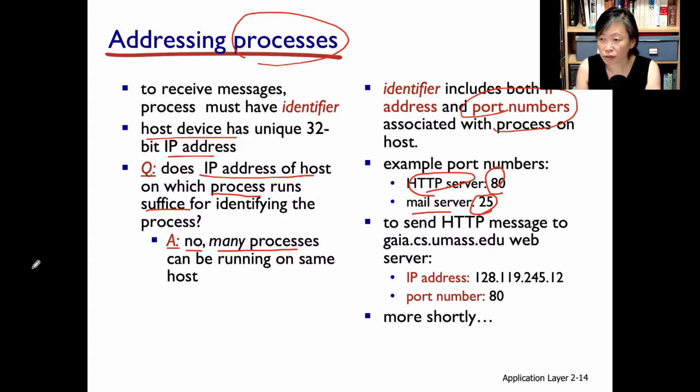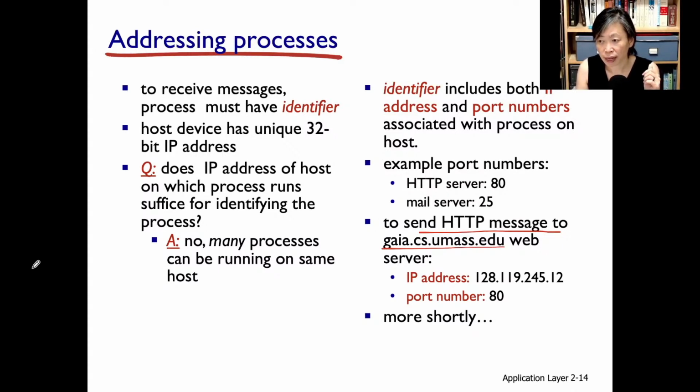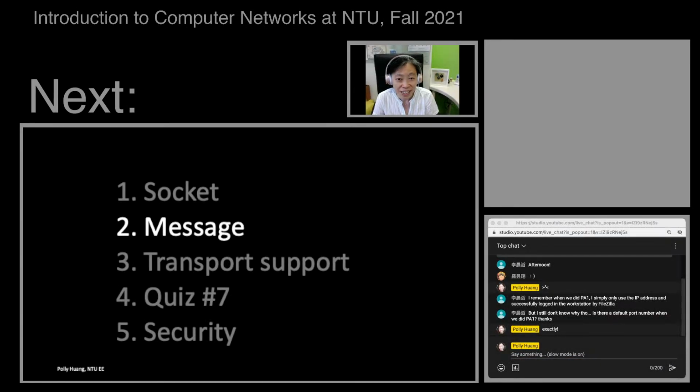So that is also saying, to send a web request, which is an HTTP request, to a server, gaia.cs.umass.edu, we send that message to here, or that socket is defined by this IP address and this port number. So this is the IP address of the web server, and this is the port number of the server process running there. All right. Okay, so that takes us also to the Q&A here.